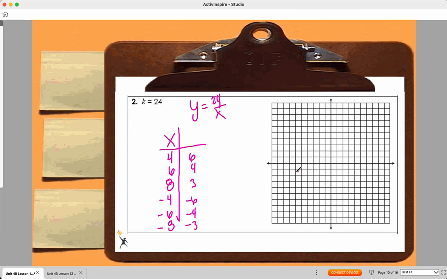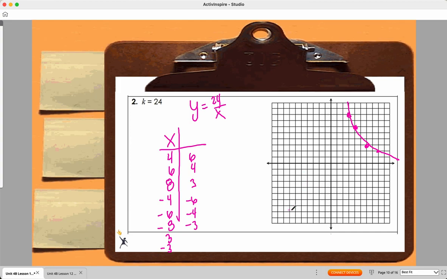So I'm going to graph this. Okay, 4 to the right, 6 up. I'm going to graph the next one, 6 to the right, 4 up, 8 to the right, 3 up. And I know this one's right here too, so I'll use negative 8 as well. I'll add negative 8 and negative 3 to my list so I can get my fourth point. Makes it easier on me to graph it.